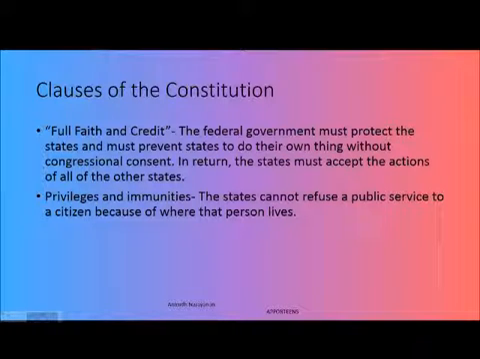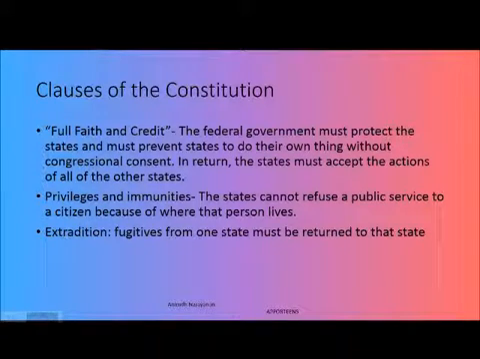Privileges and immunities. The state cannot refuse a public service to a citizen because of where that person lives. I live in Delaware. If I try to move to New Jersey and want to call the police up, they can't refuse me because I live in Delaware.